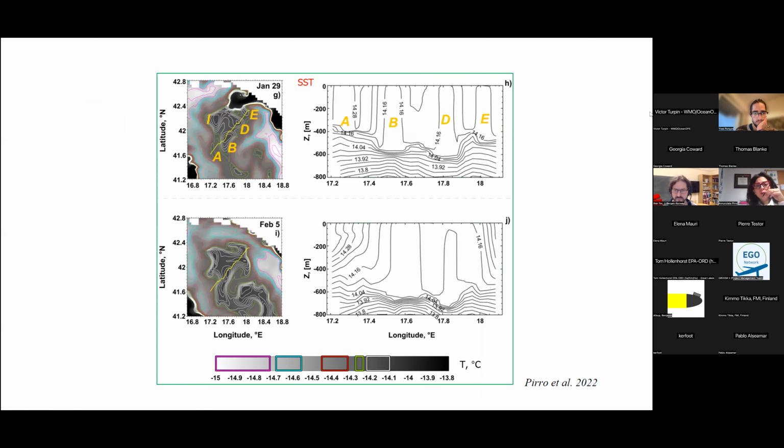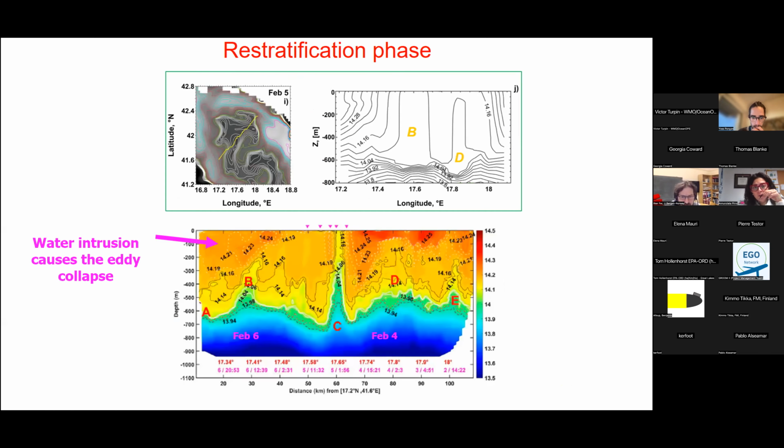January 24, January 29, they are much more developed, and the reanalysis matches the glider data pretty well. See how nicely the 14.16 Celsius isotherm outcrops at the surface for cone B, which was the most developed one we were able to capture by glider, up to around 600 meters. And then there was the restratification phase. Somehow there was a water intrusion from this side here that caused the break of cone A, the bending, the break of cone A and cone B.